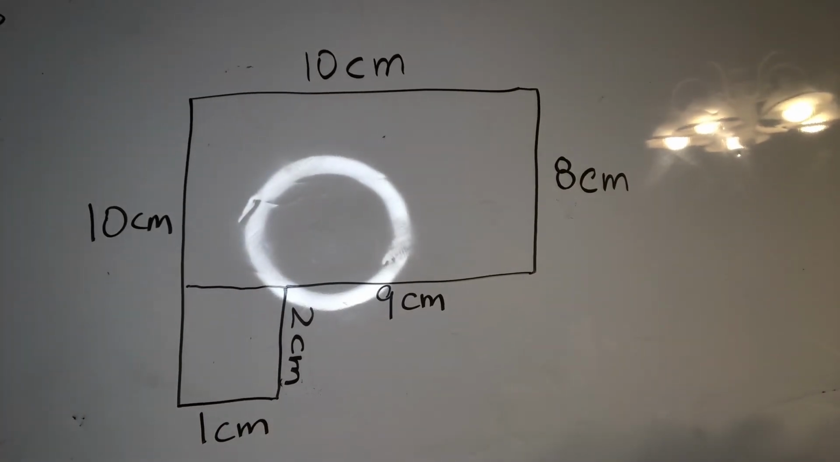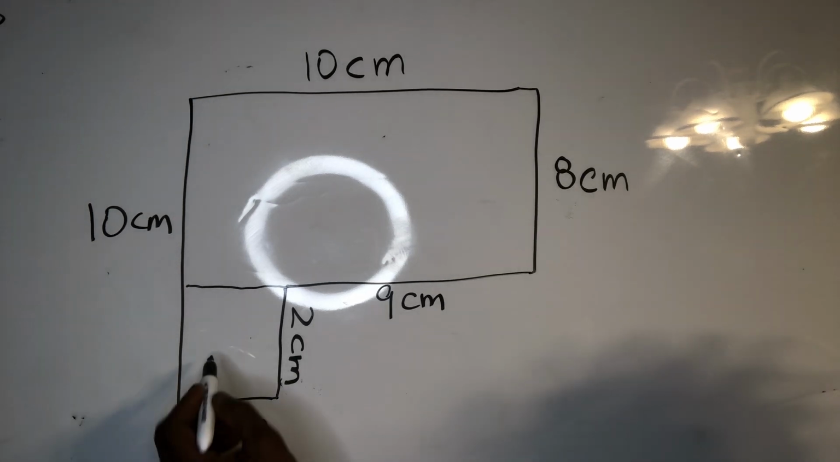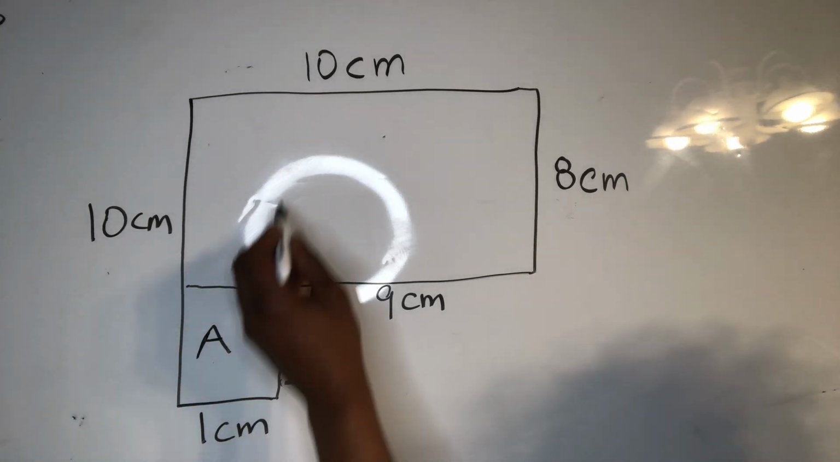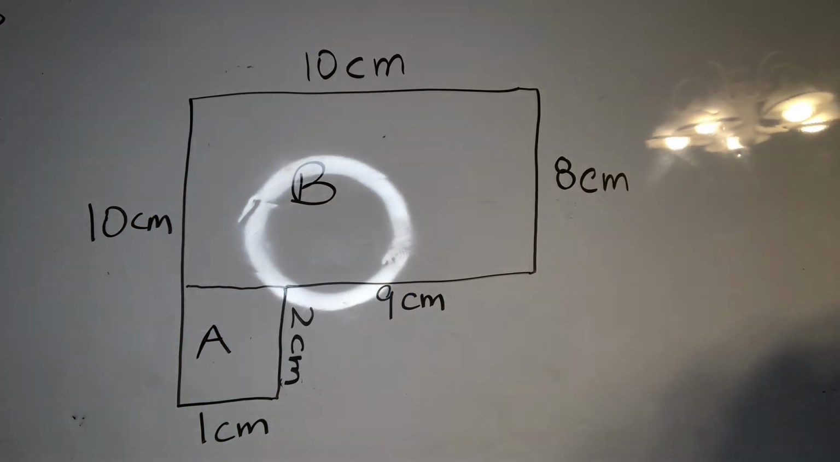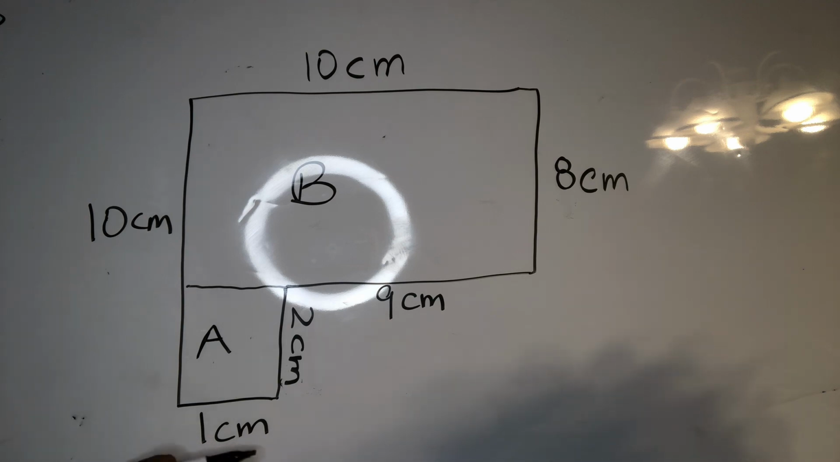So now we have two different shapes. I'm going to put an A here and a B there, so then you can see we have two different shapes. We're going to look at our measurement first for A. We can see that we have what is called a width of 1 centimeter and a height of 2 centimeters.